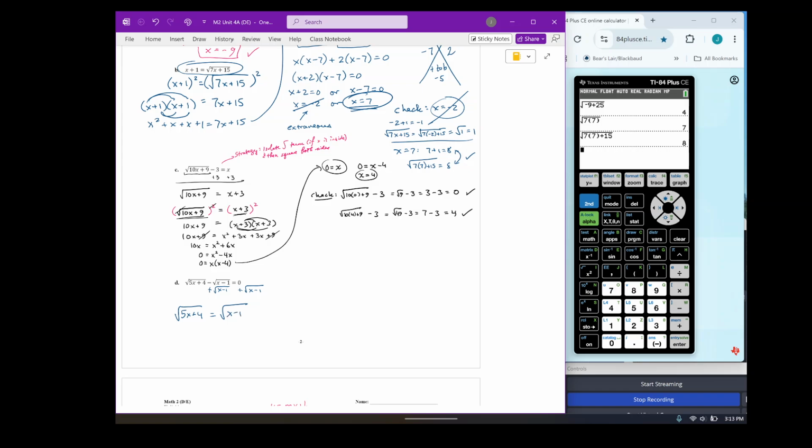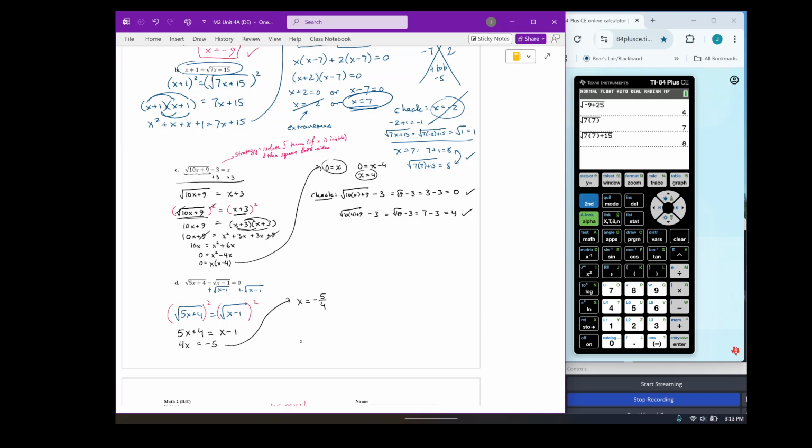And now it's ready to square both sides, because if we square both sides, the squares and the square roots undo each other. And I'm left with 5x plus 4 equals x minus 1. Now it's a pretty straightforward problem. If I bring the x over here, that becomes 4x. If I subtract 4 from both sides, I get equals -5. So then x equals -5 over 4.